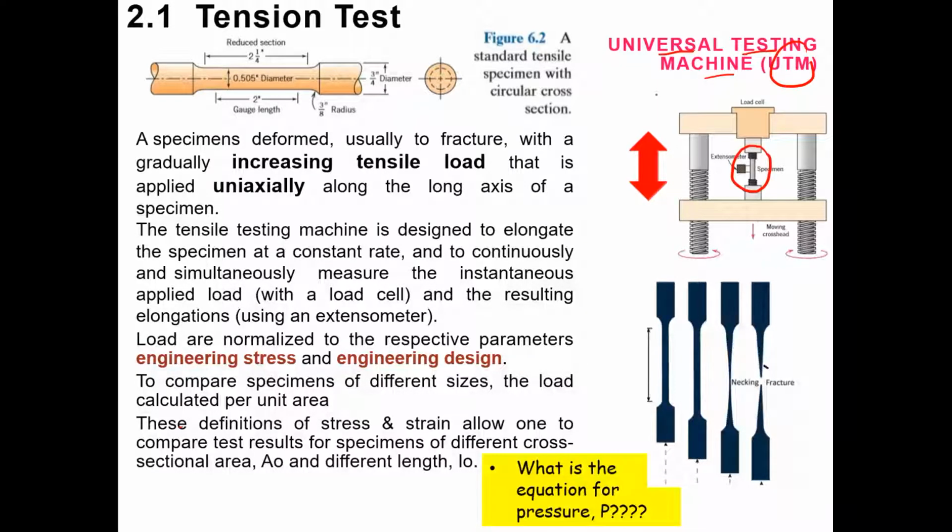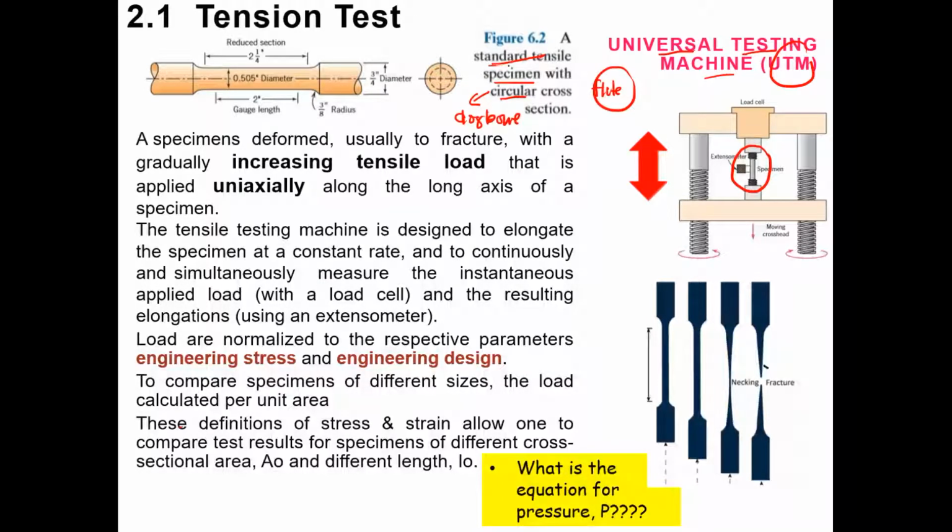We use a standard tensile specimen with either a circular cross section or a flat type, depending on your material, either polymer or metal. Normally for polymer material, we use this flat shape, whereas for metal, we normally use this circular cross section, which we can call a dog bone.